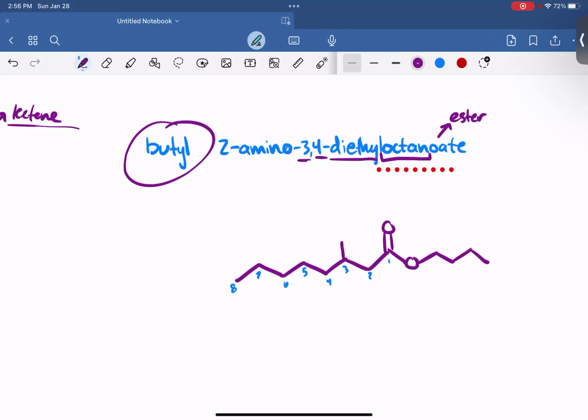So an ethyl group: eth means 2, and yl means carbon chain. So on the 3 carbon, we have 2 carbons, and on the 4 carbon, we have that as well. And then on the 2 carbon we have an amine group, NH2. So that would be butyl 2-amino-3,4-diethyloctanoate.